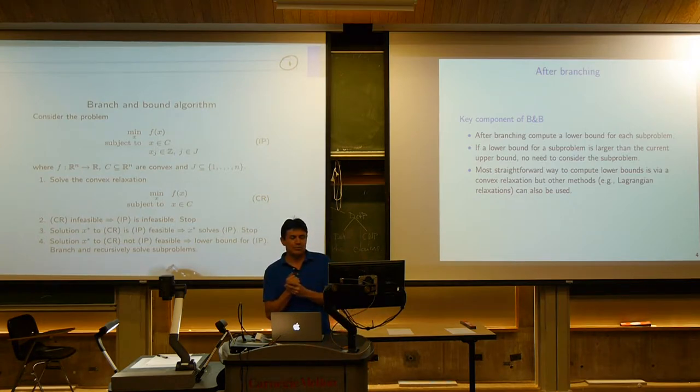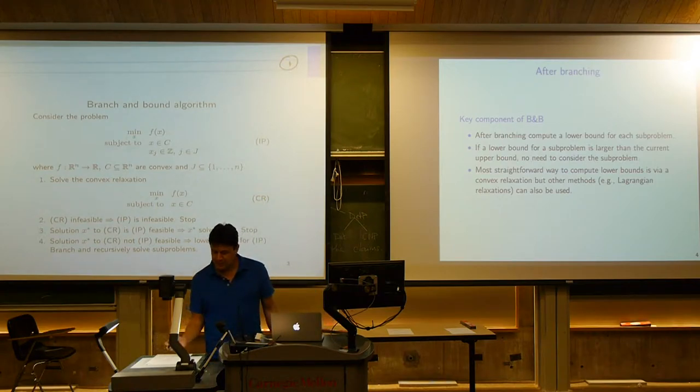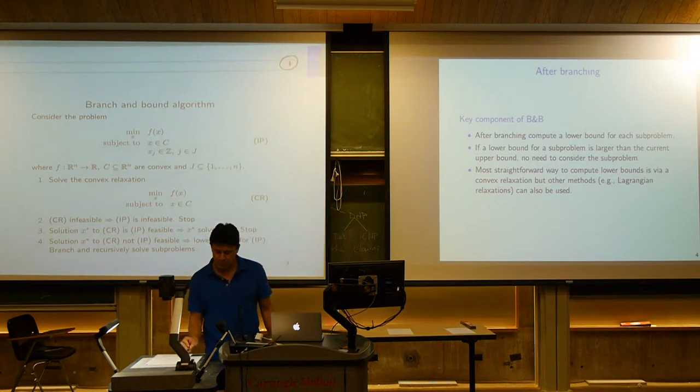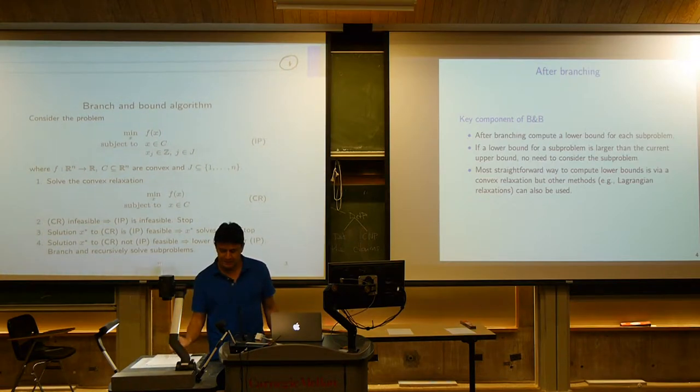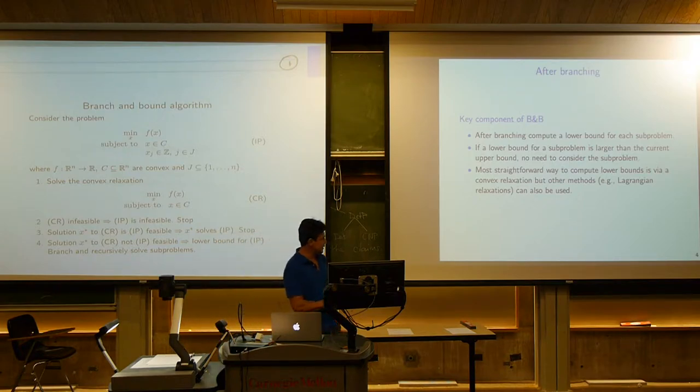And what are the ways of computing lower bounds? The typical way of computing lower bounds is to look at convex relaxations, to do something like what we do here. This is a way of getting a lower bound on our original problem. So for each one of the subproblems, we can do the same thing to compute lower bounds. All right. So that's branch and bound.